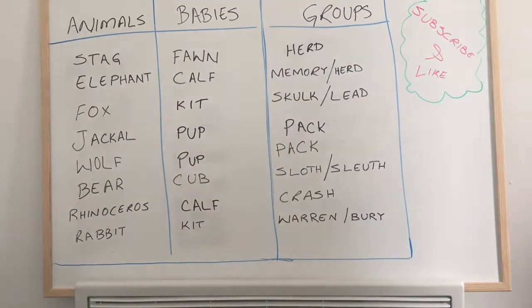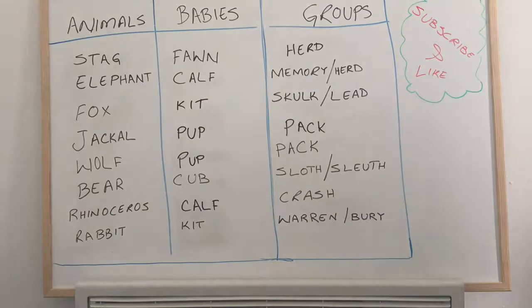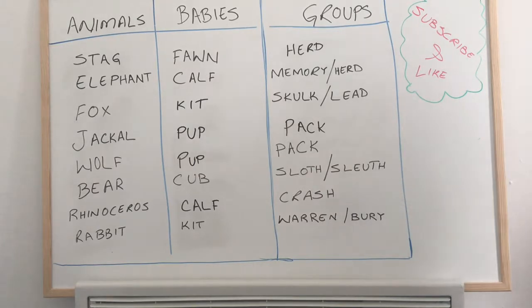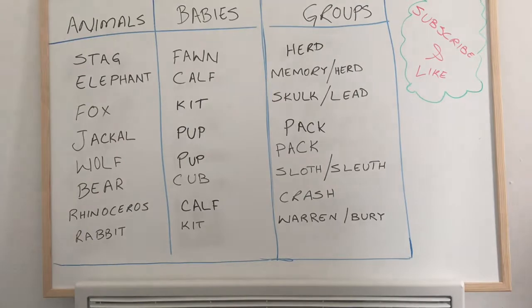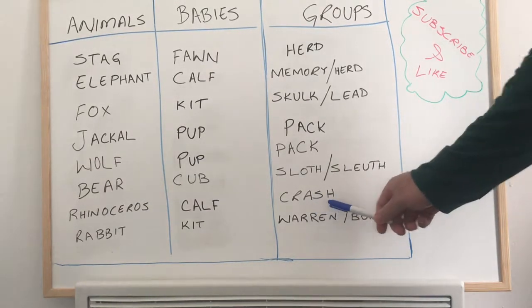Bear. A baby bear is called cub. And a group of bears is called sloth or sleuth. Rhinoceros. A baby rhinoceros is called calf. And a group of rhinoceroses is called crash.